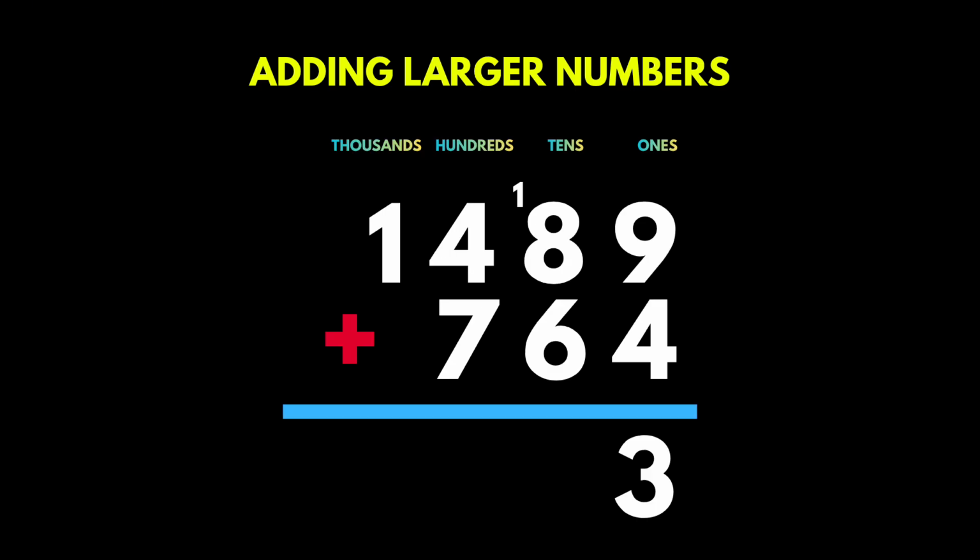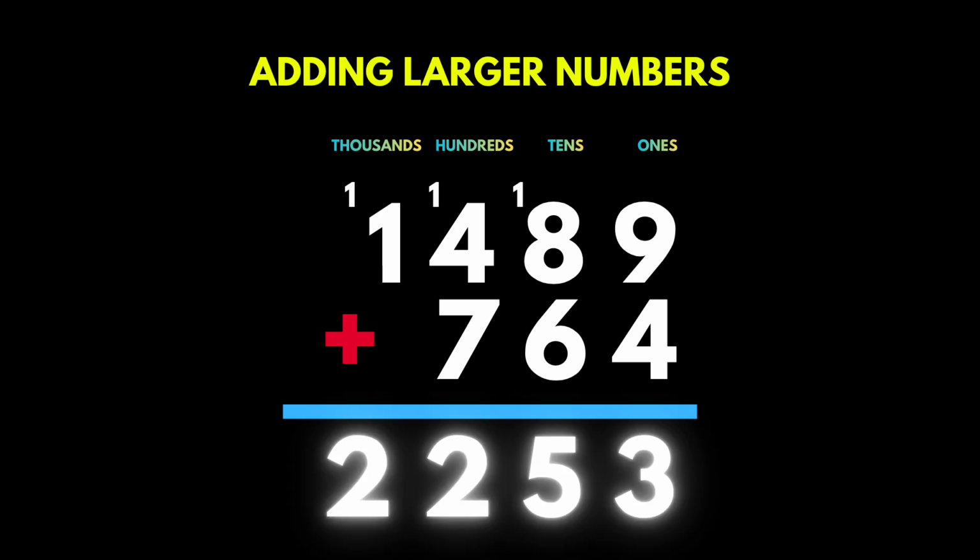Again, we start from the ones column. 9 plus 4 is 13. Write 3, carry 1. Tens column. 1 plus 8 plus 6 is 15. Write 5, carry 1. Onto the hundreds column. 1 plus 4 plus 7 is 12. Write 2, carry 1. And now onto the thousands column. 1 plus 1 is 2. So, the answer is 2,253. Same process every time. Start right, move left, and carry when needed.